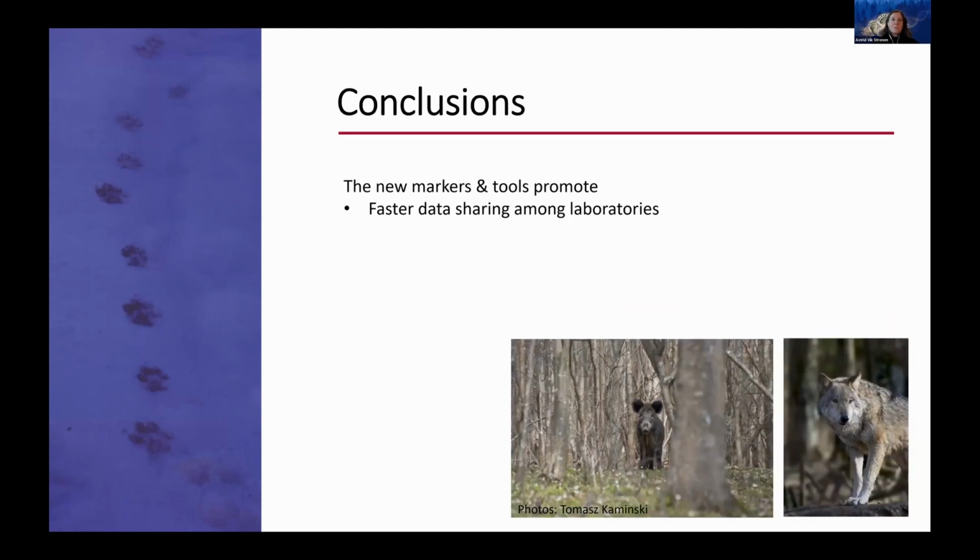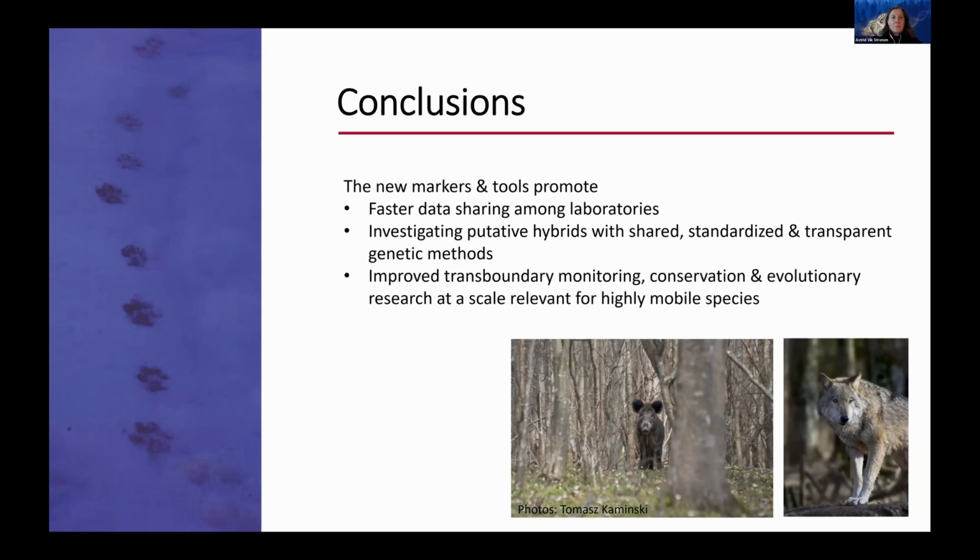So in conclusion, these new markers and tools promote faster data sharing among laboratories. And we can investigate any putative hybrids with shared, standardized, and importantly, also transparent published genetic methods. And we can improve our transboundary monitoring and therefore also conservation and evolutionary research at a scale that is relevant for many of these highly mobile species that we are interested in.